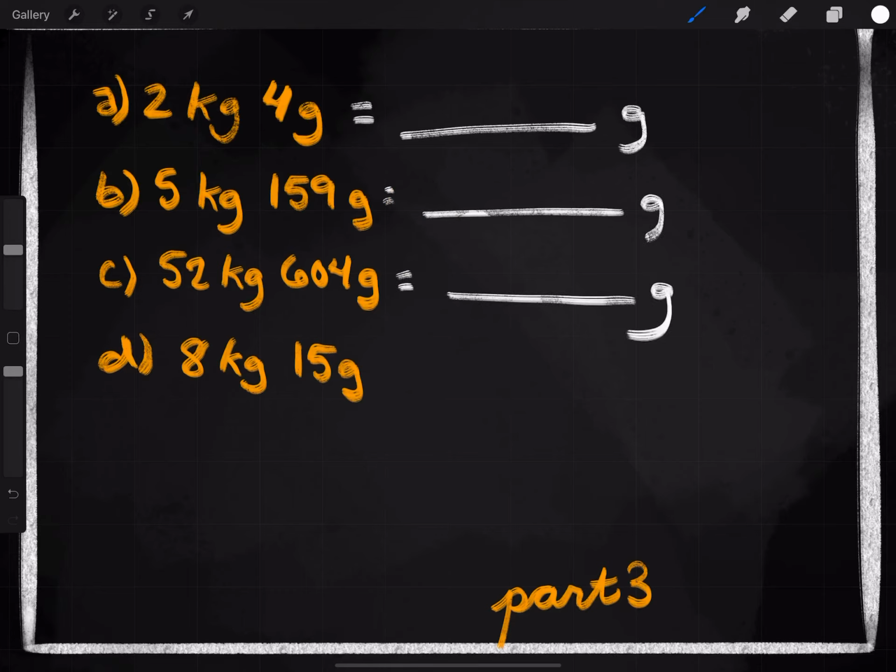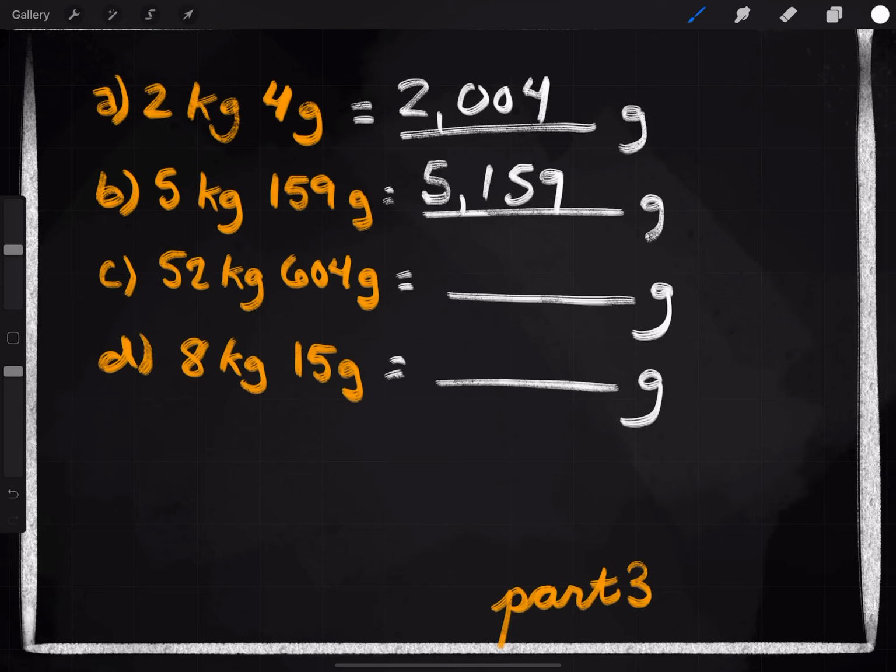Okay, hopefully you've given it a try. So 2 kilograms, 4 grams: 2,000 plus 4 grams, 2,004 grams. 5 kilograms, well, that's 5,000 grams, and then we'll add 159. Okay, 52 kilograms, that's 52,000, plus 604. Here we have 8 kilograms, so that's 8,000 grams, plus 15 grams.